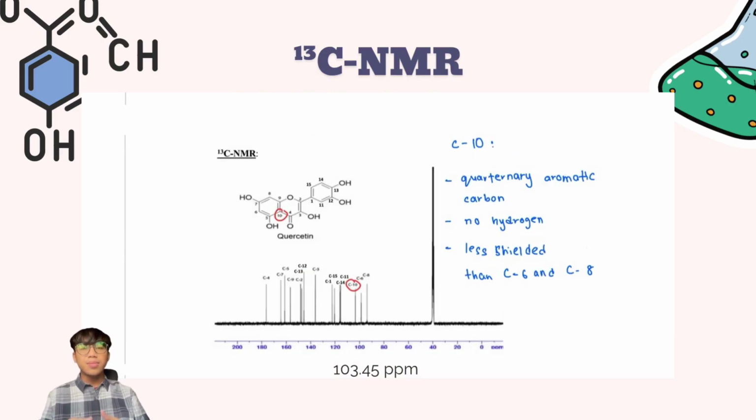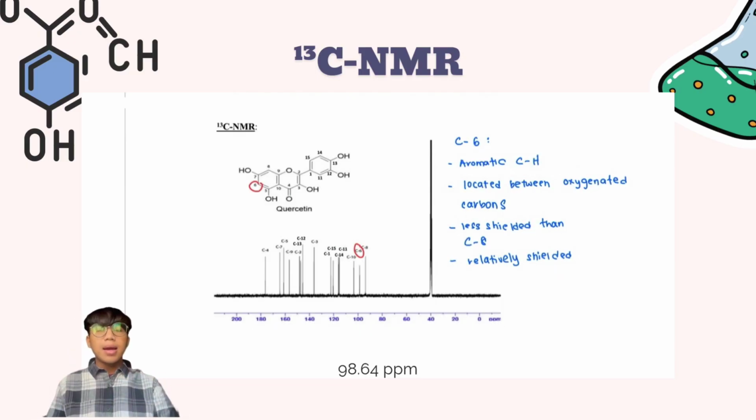Carbon number 10 is the bridge carbon that attaches the heterocyclic ring with the aromatic ring. This carbon has no hydrogen, making it less de-shielded than carbon number 6 and carbon number 8. Carbon number 6 is an aromatic carbon that is located in between the oxygenated carbons from the hydroxy groups. It is at the ortho position to both of the carbons, making it more de-shielded than carbon number 8. So it has a slightly higher chemical shift than carbon number 8, which is 98.64 ppm.